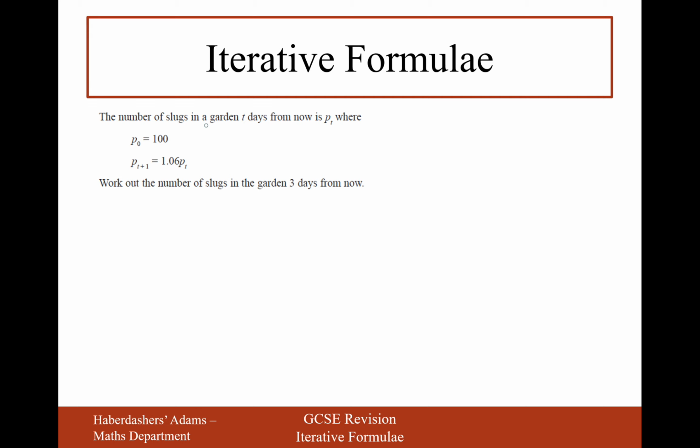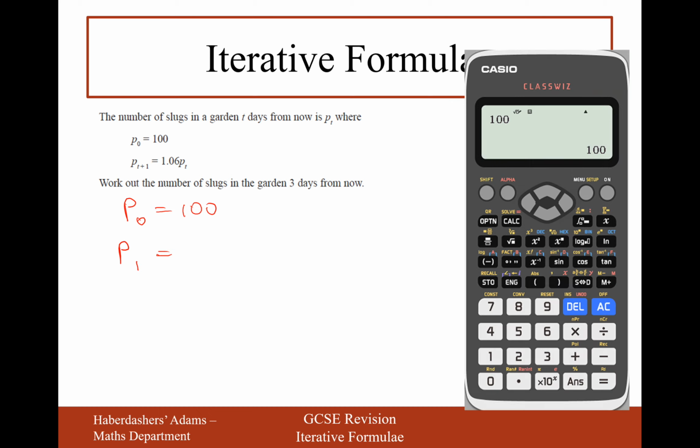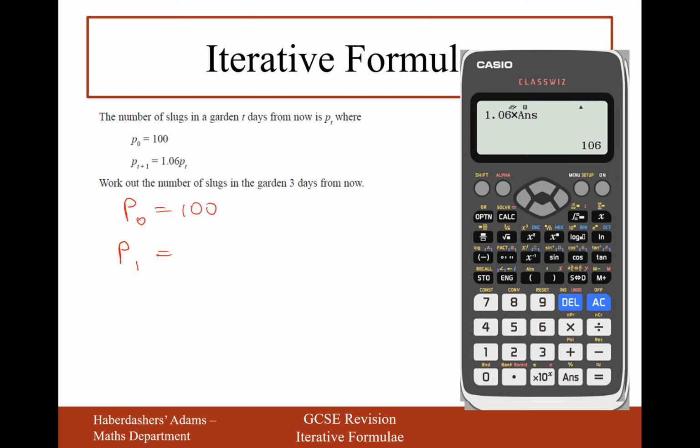Okay, so the number of slugs in a garden t days from now is pt, where p0 equals 100, and pt plus 1 is equal to 1.06 pt. Work out the number of slugs in the garden 3 days from now. So P1 is going to equal, I'll do it on the calculator, 100, put that in, and then 1.06 times answer, so that'll make it 106. This is effectively a 6% growth rate.